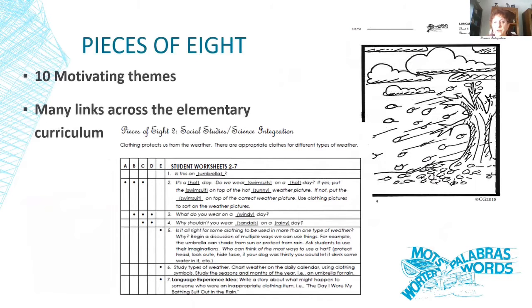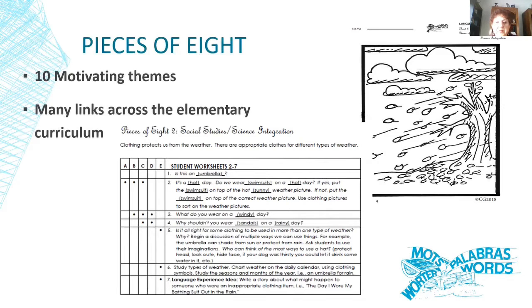And the link to the curriculum: there is one sheet per unit, per theme, that is aimed specifically at integration. The themes themselves can be integrated, but one sheet is specifically made to help you integrate into the curriculum. This is a social studies or science link: clothing protects us from the weather. You can see here that there's a windy or cold day. There are worksheet directions given here on the left-hand side. And direction number 2 says, it's a hot day.